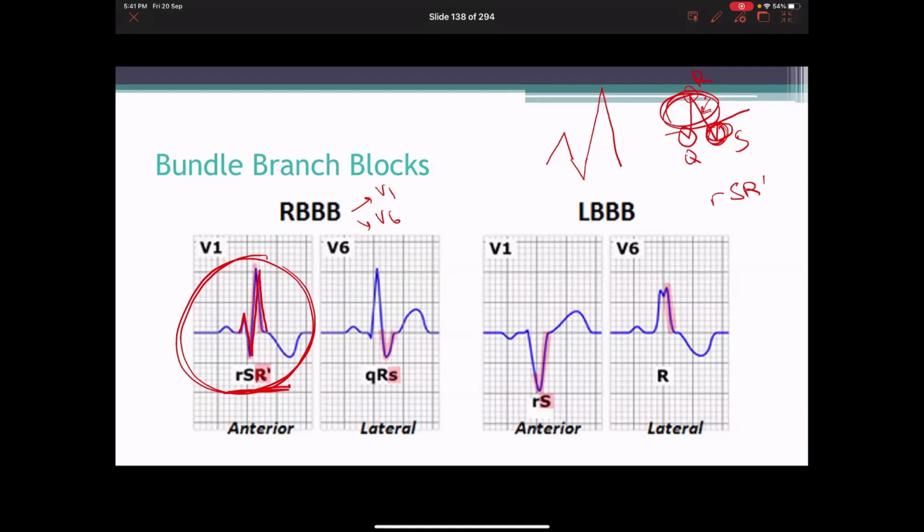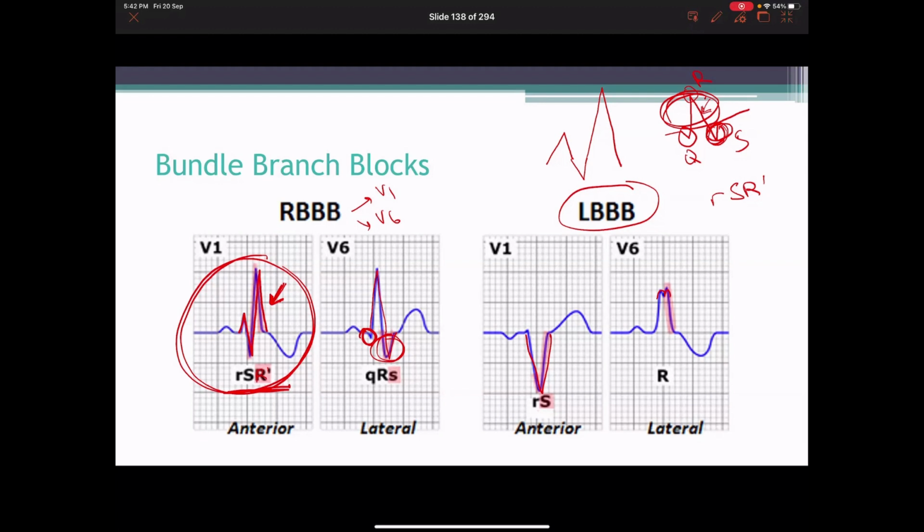On lead V6, you get QRS, which means you get a Q, which is this one, the dip down. You get an R and you get an S, same as the normal, just the S is a bit deeper. So this is just like memorization. Just know that when you see this exaggerated M on V1, you're probably dealing with the right bundle branch block. For the left bundle branch block, you'll see just a dip down in V1 and a little M in V6.